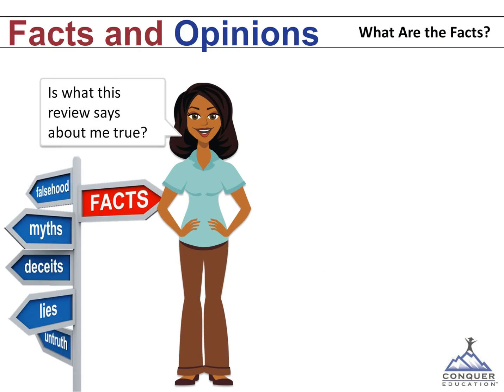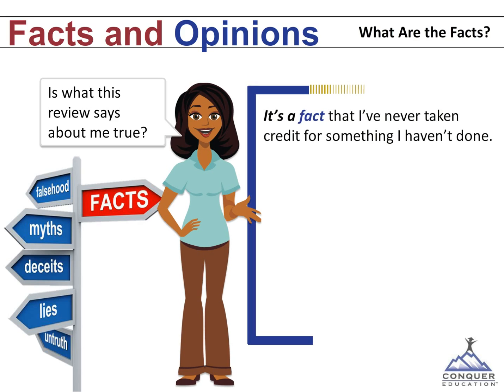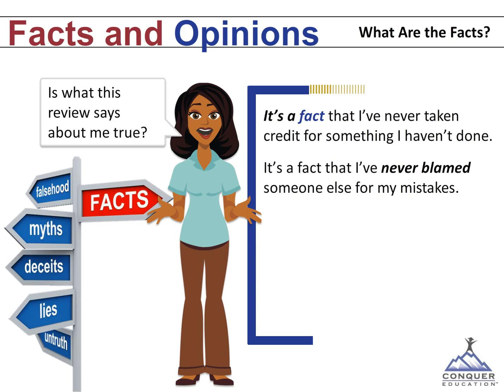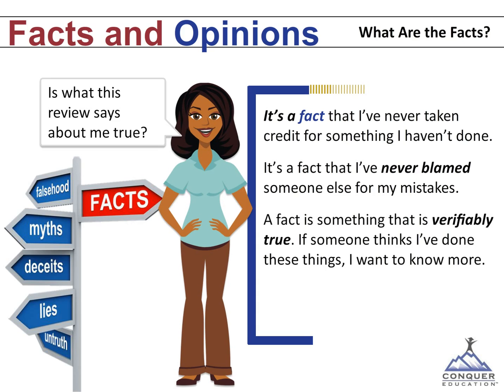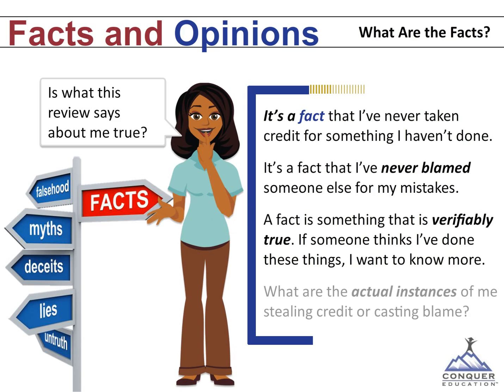Is what this review says about me true? I don't think so. I mean, it is a fact, as far as I'm concerned, that I've never taken credit for something I haven't done. It's a fact that I've never blamed someone else for my mistakes. A fact is something that is verifiably true. If someone thinks I've done these things, then I want to know specifics. What are the actual instances of me stealing credit or casting blame?